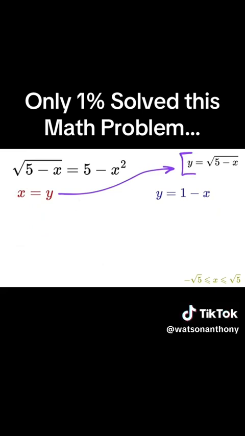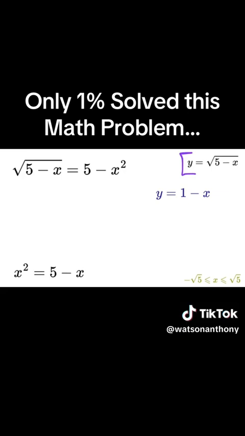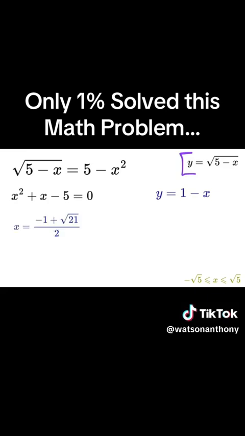Substitute y as root of 5 minus x to get this. Now we can square both sides to eliminate the square root and get x squared equals 5 minus x, and after rearranging this, we get this nice quadratic equation. I will not bore you by solving a quadratic equation, and thus its roots will be this and this. But this root is approximately this, and it does not satisfy the condition we have on x. Therefore, we reject it.